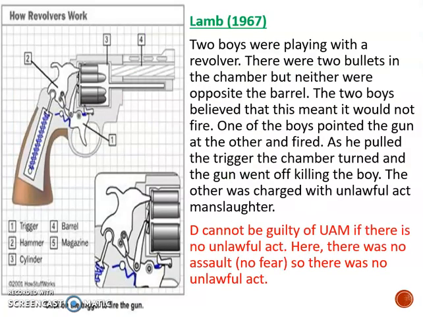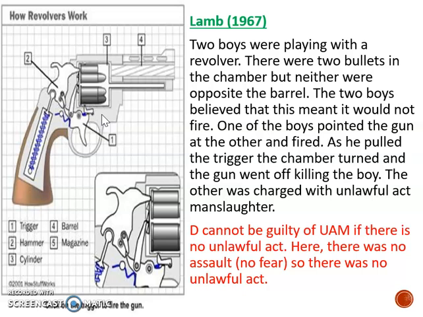The second case that shows that we've got to have a criminal act for unlawful act manslaughter is the case of Lamb. And here it's a bit of a sad case. We've got 2 boys who were playing with a revolver and they didn't understand how revolvers worked. So there were 2 bullets in the chamber of the gun, but neither was opposite the barrel. So the boys wrongly believed that this meant that the gun wouldn't fire if they pulled the trigger. One of the boys pointed the gun at the other and fired. And as he pulled the trigger, of course, the chamber turned once and the gun went off, killing the boy.